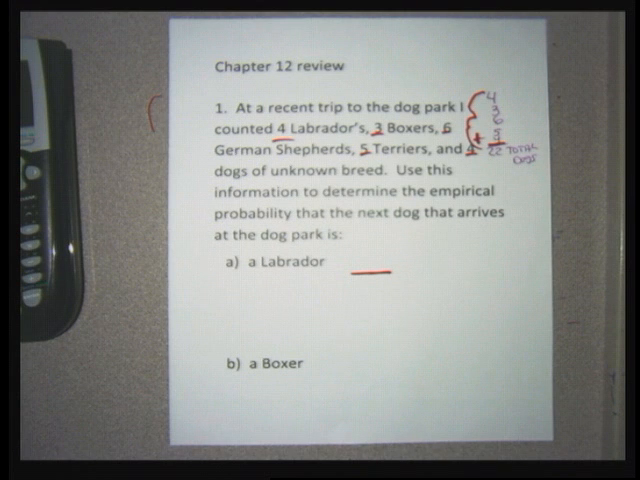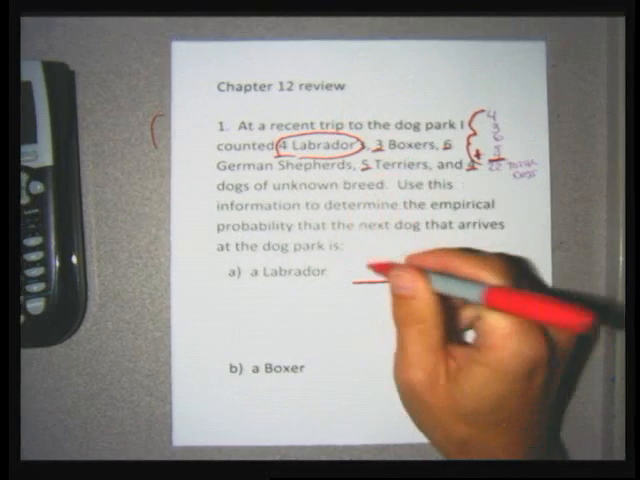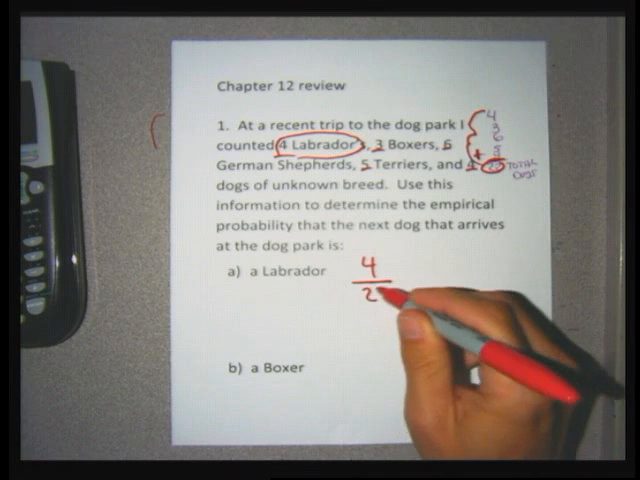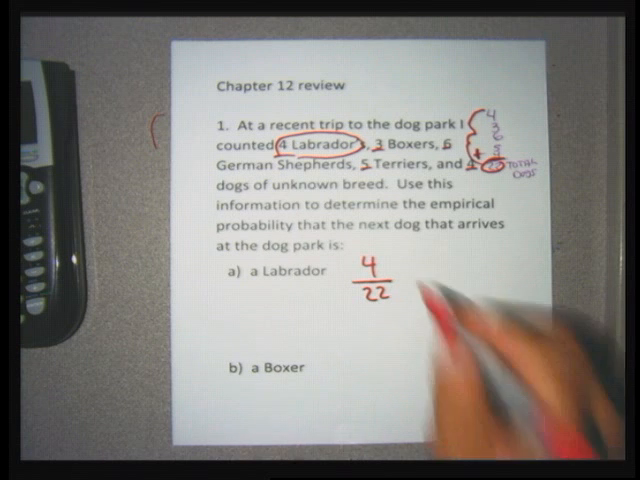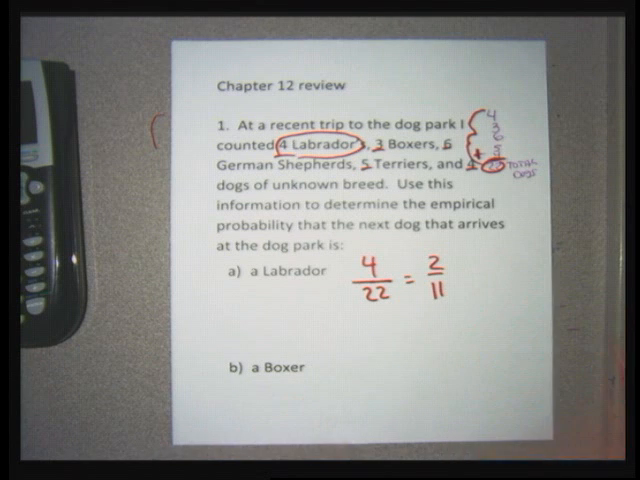In this case, for part A, the probability of the next dog being a Labrador, there were 4 Labradors seen at the park out of the 22 dogs seen at the park. So the empirical probability that the next dog is a Labrador is 4 in 22, and I can reduce this without my calculator. As I go through the review, any fraction that's reducible, I'll reduce it, and if a fraction can't be reduced, then I'll give a decimal approximation with 3 decimals of accuracy.